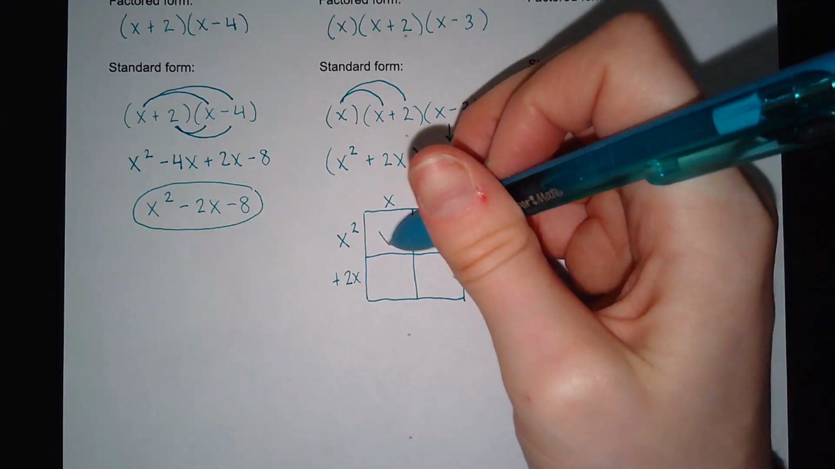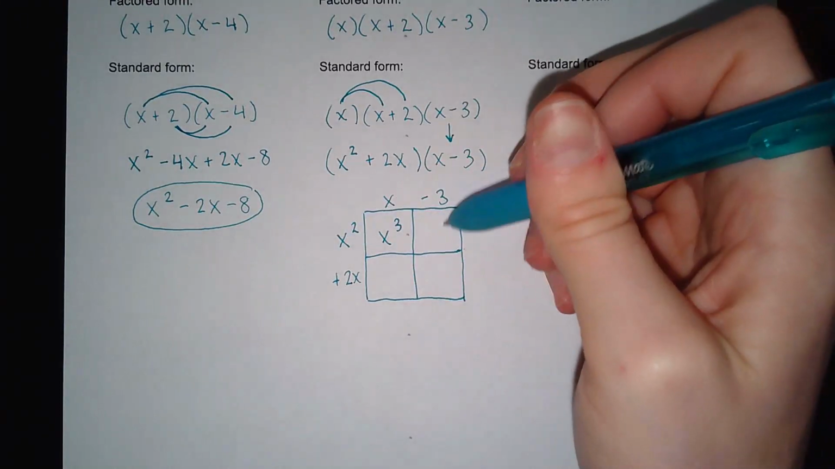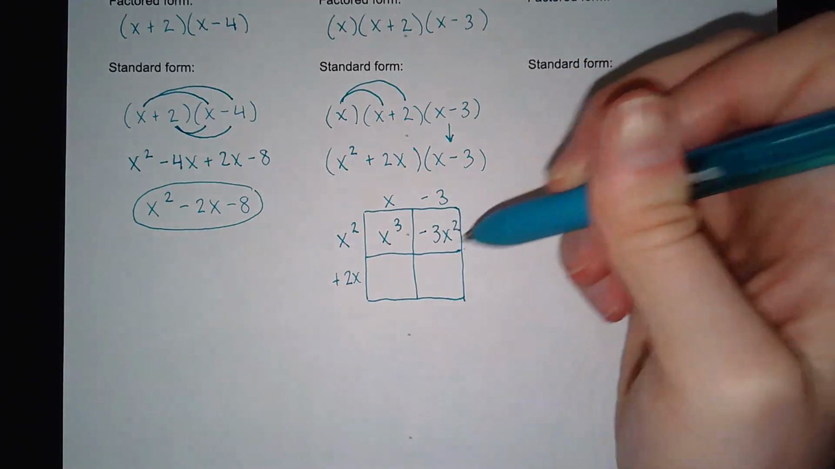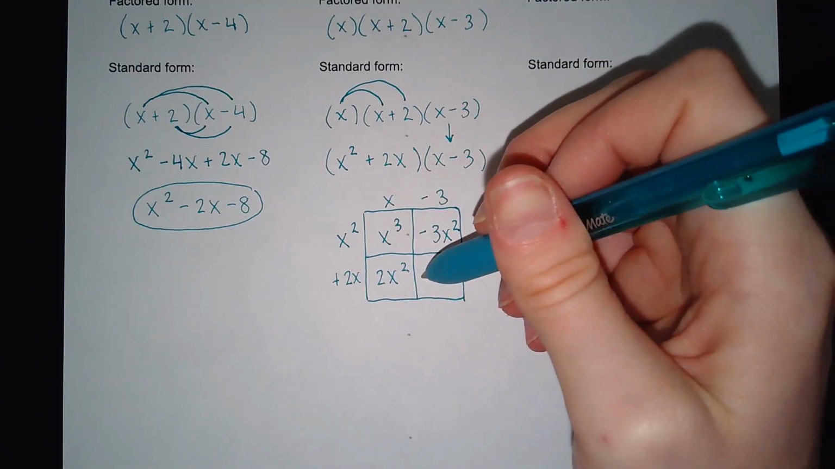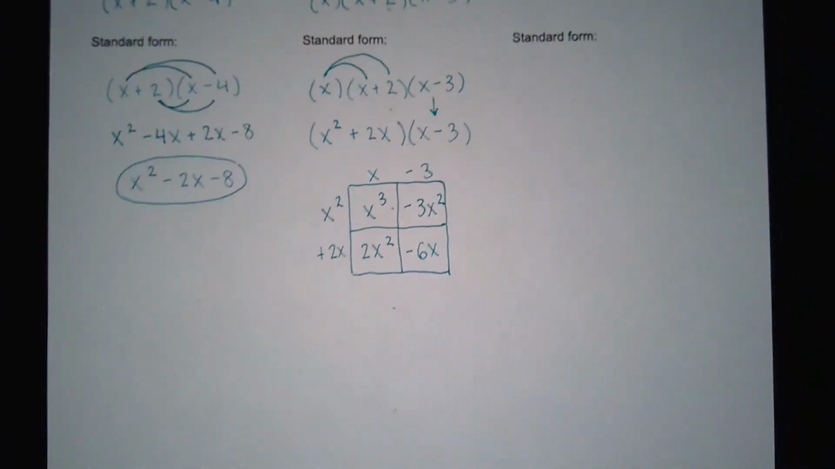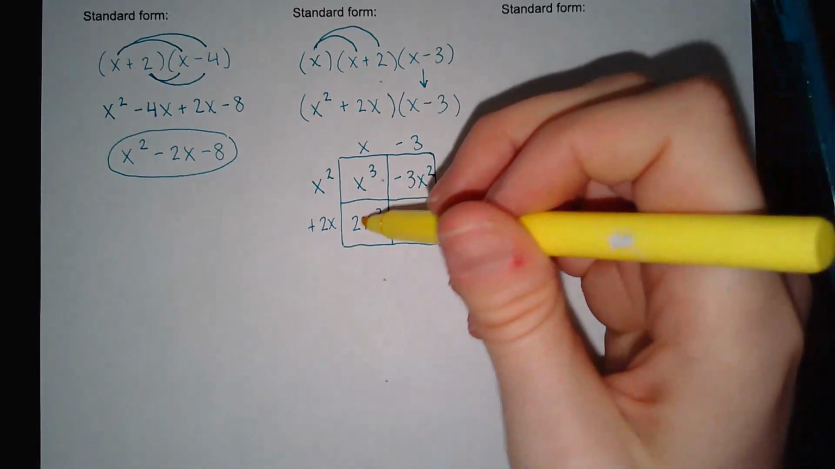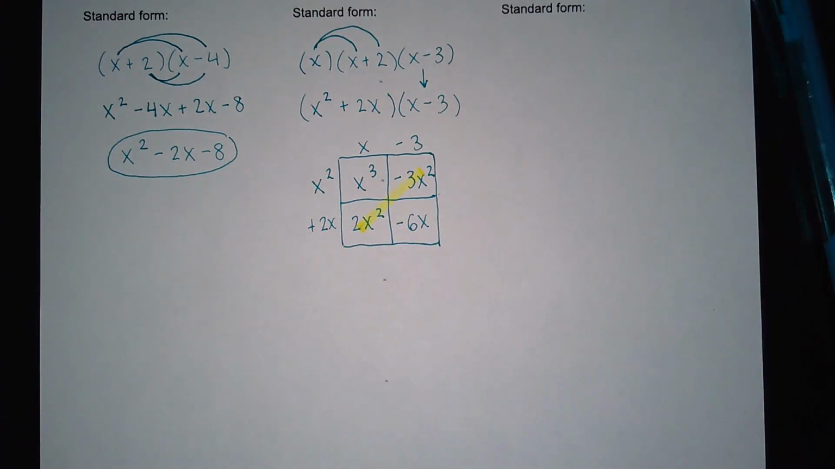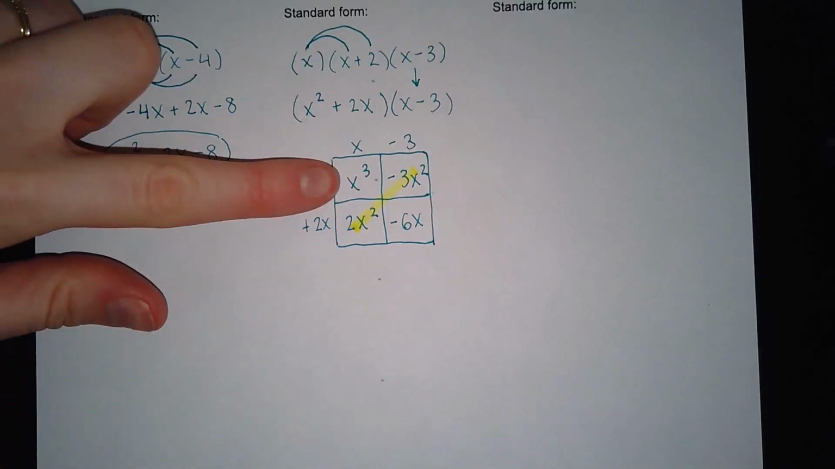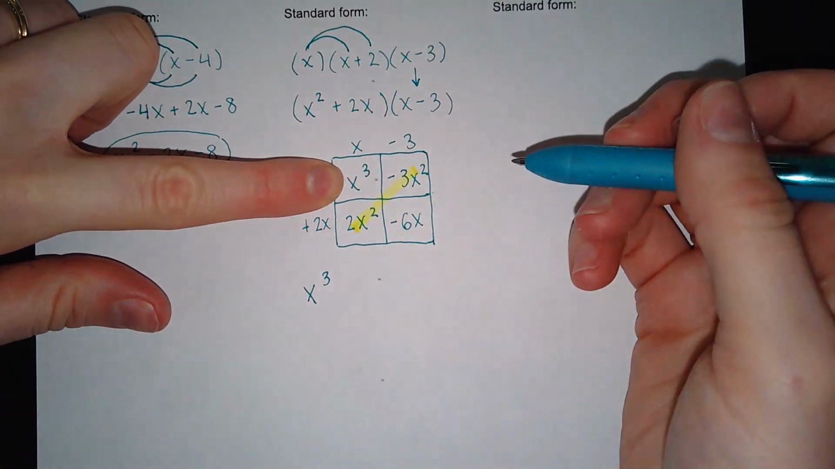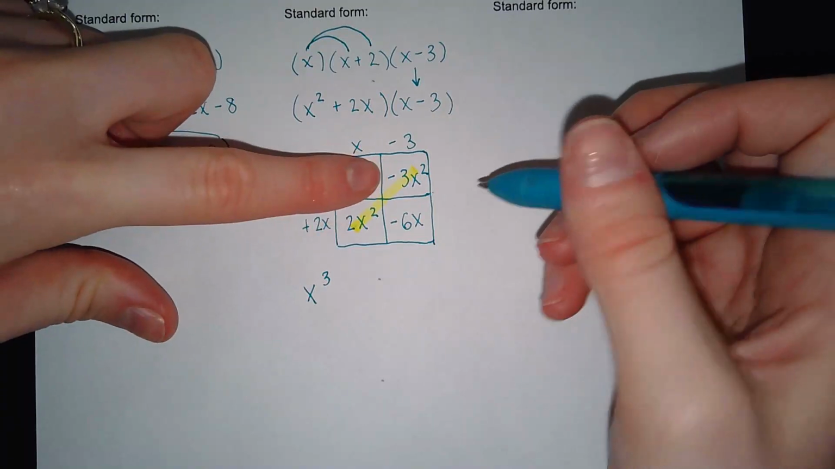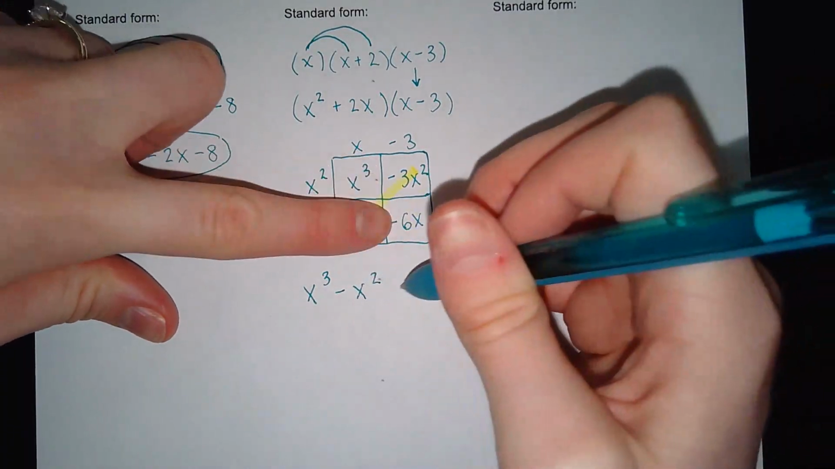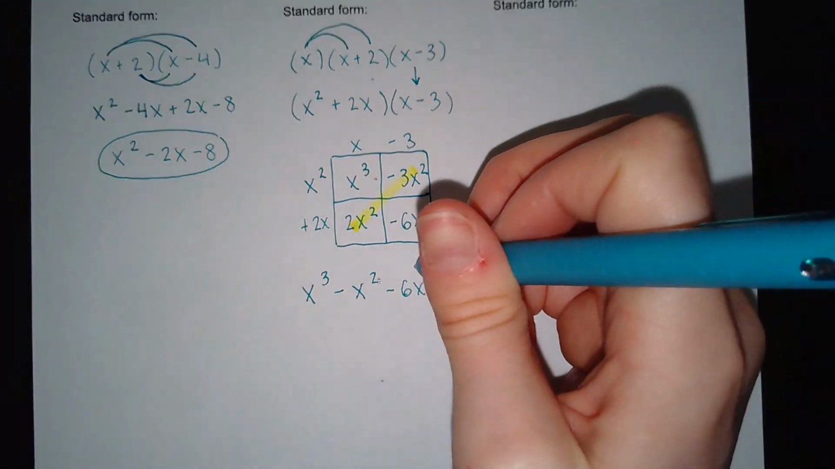X squared times x is x cubed, and x squared times negative 3 is negative x squared. 2x times x is 2x squared, and 2x times negative 3 is negative 6x. Inside our box, we'd be allowed to combine the x squareds. And we just want to make sure, again, we're writing in standard form, so it should be highest exponent to lowest. So my highest exponent is x cubed. 2 plus negative 3, we can always be adding, so 2 plus negative 3 would be negative 1x squared, and then minus 6x. That would be my answer.